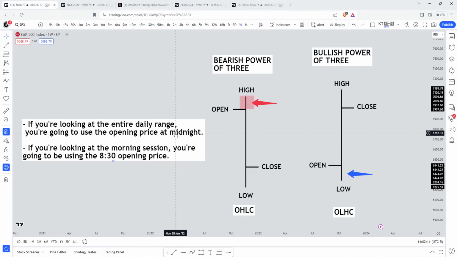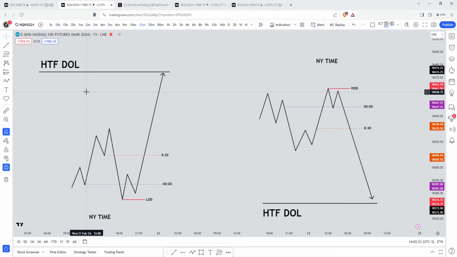So if you're anticipating for price to have a bullish day, you're going to mark out the open of midnight. If you're just looking at the morning session, you can just mark out the 8:30 opening price, again, all on New York time. So let's move into the next schematic we have over here. For example, let's say we are bullish. This is the higher time frame draw on liquidity. I will be explaining draw on liquidity a little bit soon, so make sure you stay tuned for that. Let's say we're anticipating for price to draw up into this high over here. So we're anticipating for price to draw up higher. We're going to mark out the opening price of midnight.